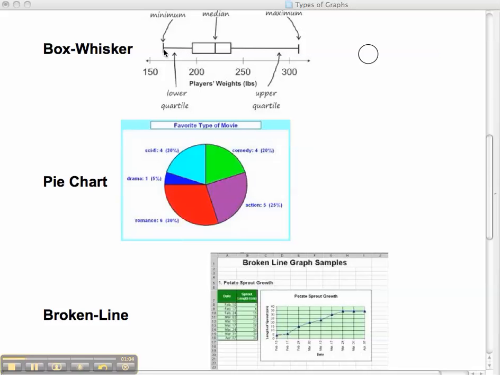Oftentimes you can compare things with box and whisker plots on the same set of axes, like in our book, 2 different types of automobiles and the types of repairs they might have, for example.